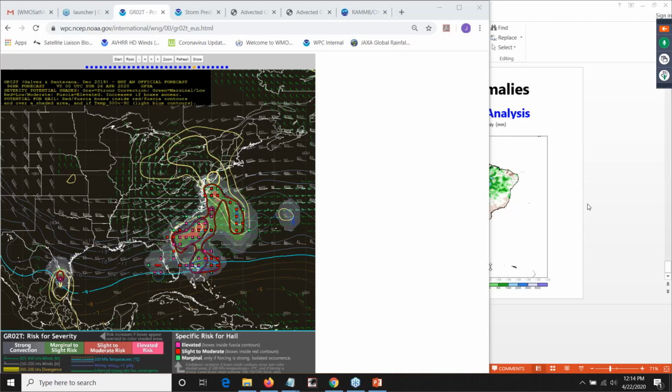Is that the SACZ? SACZ, South Atlantic Convergence Zone. Okay. Yeah. So Nestor mentioned something about the dipole of the SACZ.